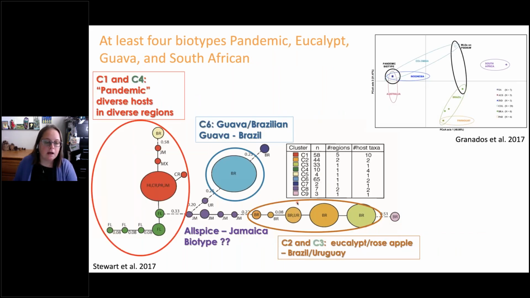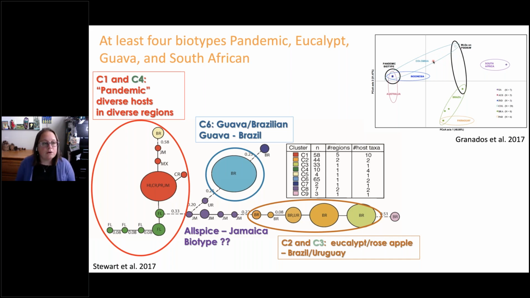There's also been data done by Granados et al. showing that there's one more biotype that has been identified. So they used the same SSR markers that we used in our study as well. And what they were able to show is that here's the pandemic biotype that's similar to ours, but there's actually a South African biotype that seems to be unique from these others. So globally, what we found so far, there's at least 4 different biotypes of Austropuccinia psidii: the pandemic, eucalypt, guava, and then the South African.